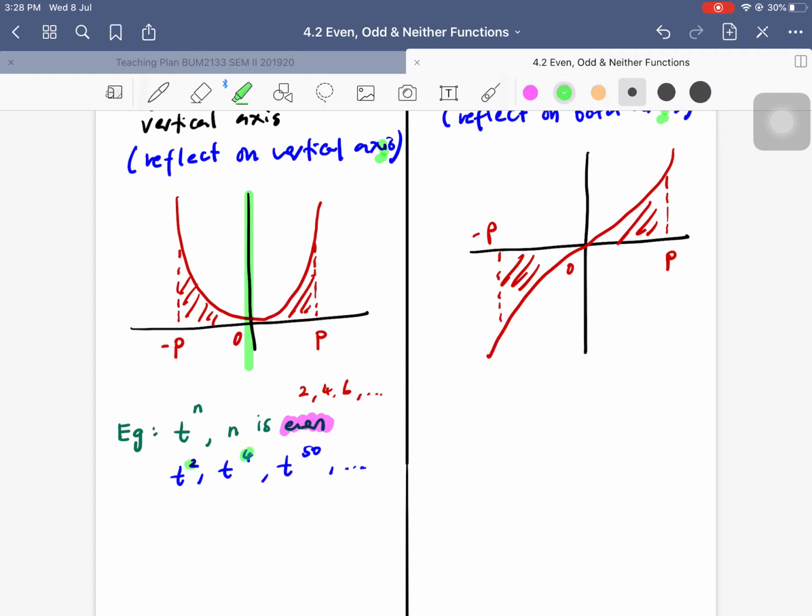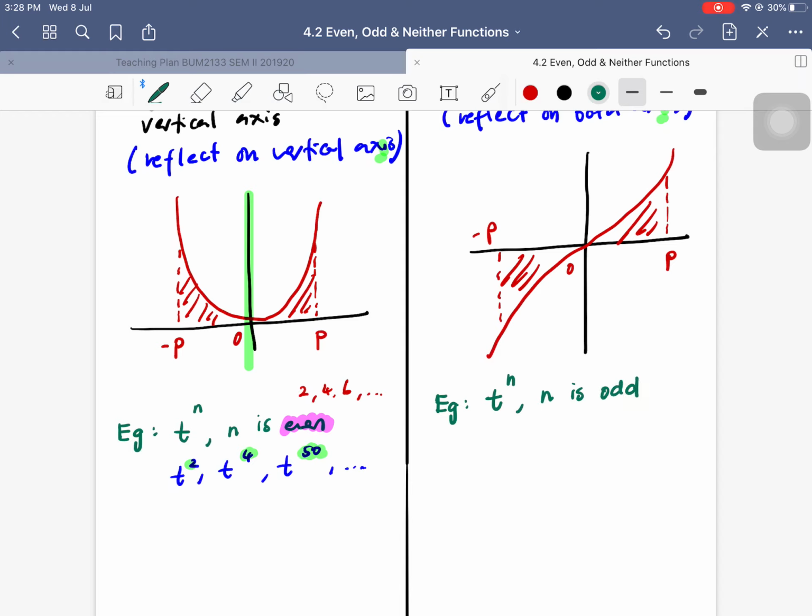As long as the power of t is an even number, it's going to be an even function. So that will be the opposite case for odd function. An example of an odd function is t to the power of n, when n is an odd number. Odd numbers are the opposite.